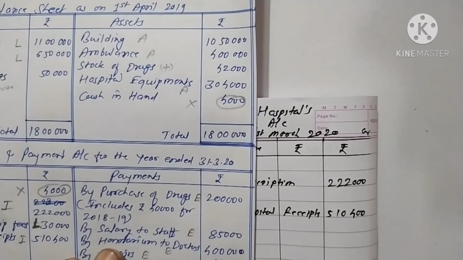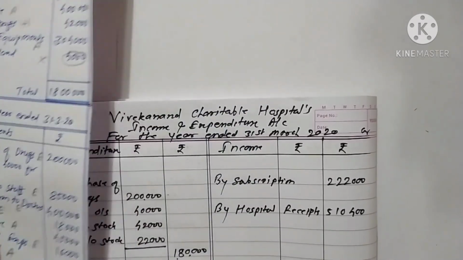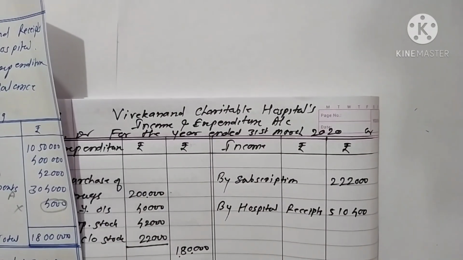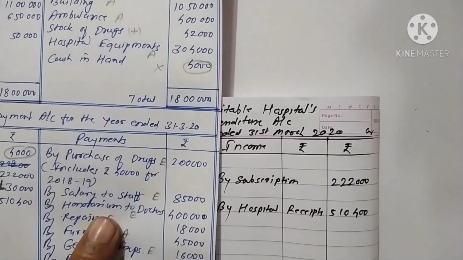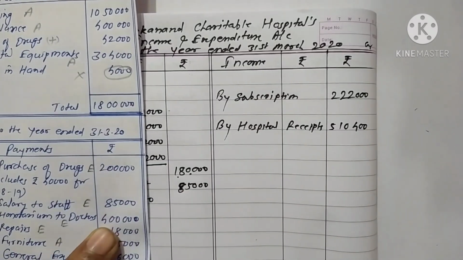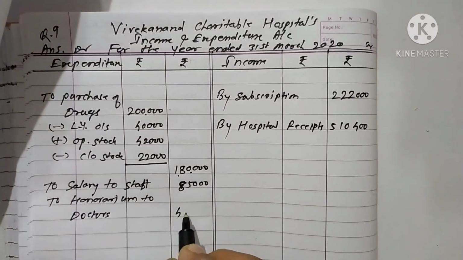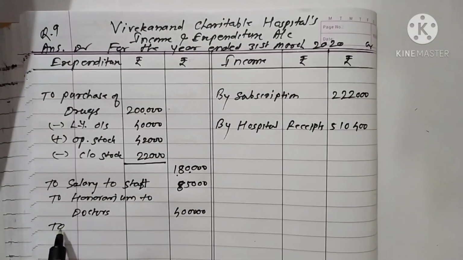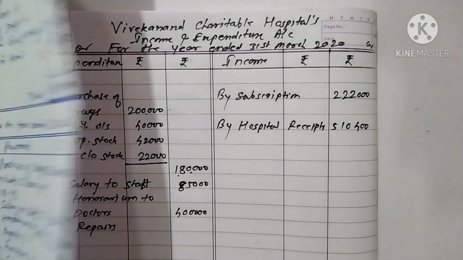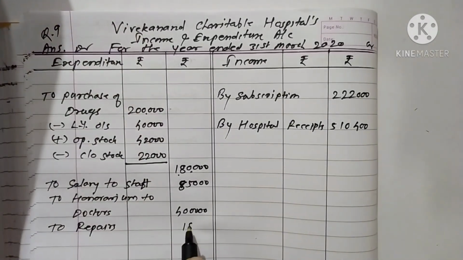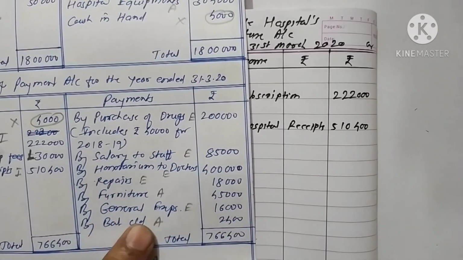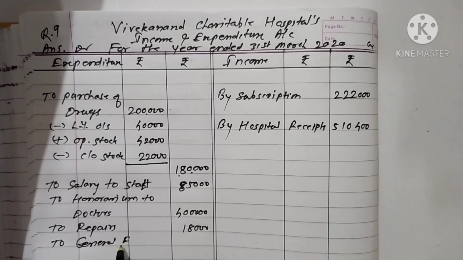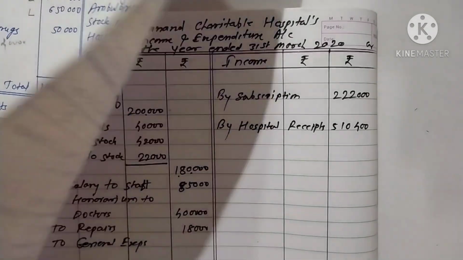Okay, now salary to staff is an expense. We write here, salary to staff, 85,000. Next is honorarium to doctors, rupees 4 lakhs. Next is repairs, rupees 18,000. Next is general expenses, rupees 16,000.